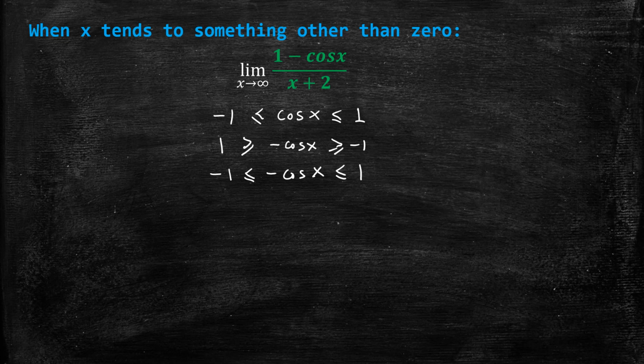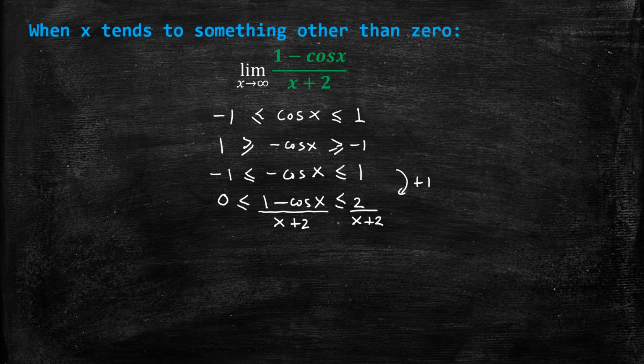So if we add 1 to everything there, so let's just add 1 throughout, this will become 0 is less than or equal to 1 minus cosine x is less than or equal to 2. Now all we're missing is that denominator of x plus 2, in which case we could literally just divide through by x plus 2. So 0 over x plus 2, well, we know that's just 0. And we could put this over x plus 2 and the 2 over x plus 2.